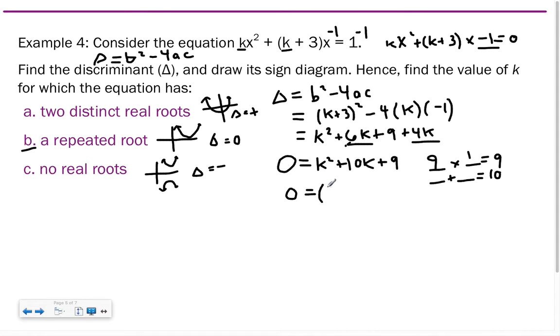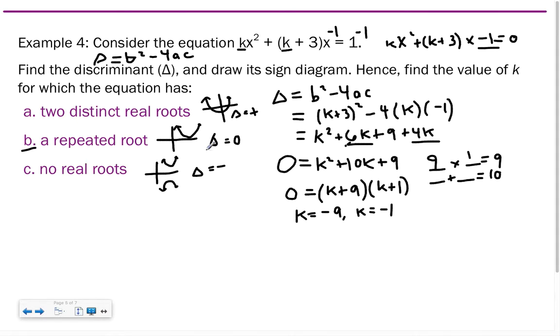So I'm going to factor this into (k + 9)(k + 1). My solutions here are k equals negative 9 or k equals negative 1. If I took negative 9 and plugged it in for k in our original equation and graphed it, I would find a graph that has a repeated root. Same thing if I take k equals negative 1 and plug it in. It's going to come down and touch the axis in one spot, because when k is negative 9 or negative 1, our discriminant is equal to 0.